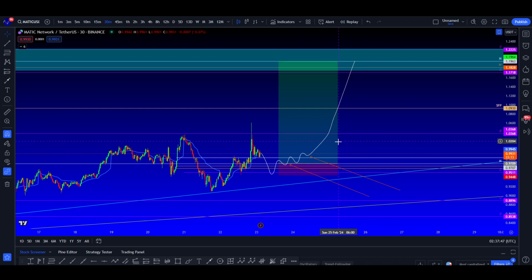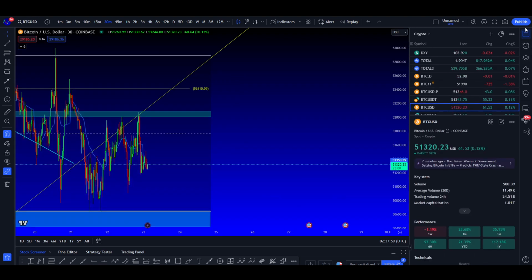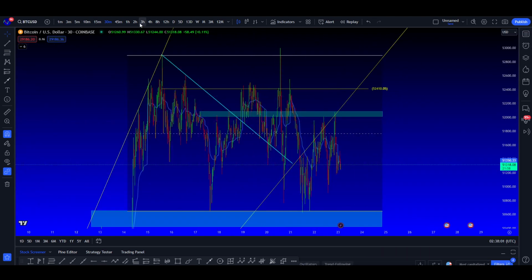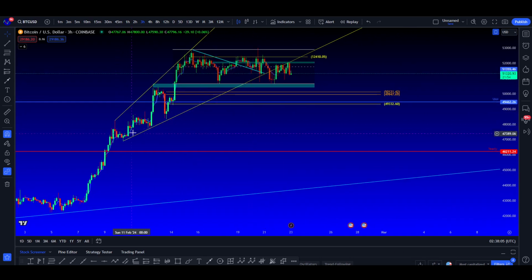But in my opinion, MATIC is looking more bullish than bearish, and I expect a bigger move to the upside as long as Bitcoin does not dump. Bitcoin was looking a little bit more bearish, so that's something to keep in mind. I think we're going to get a move down on Bitcoin very shortly. We had this trend that was just holding up, but it finally broke out, back tested this trend line multiple times, could not close above it, right?